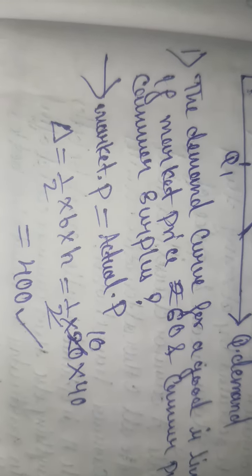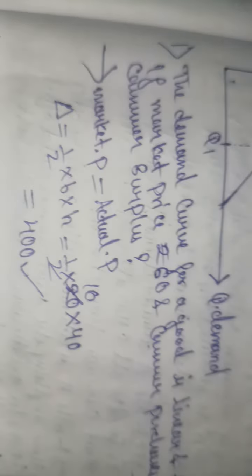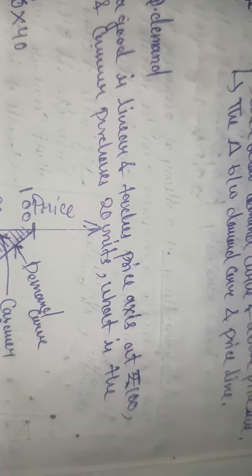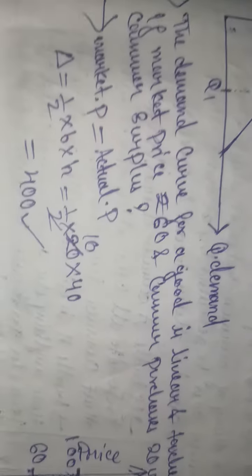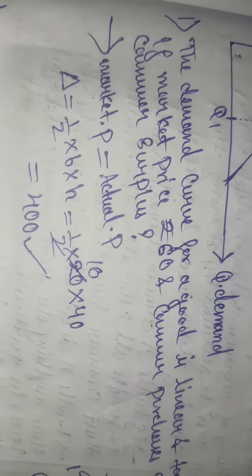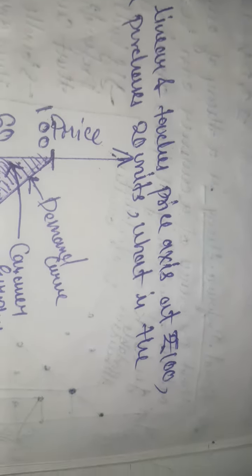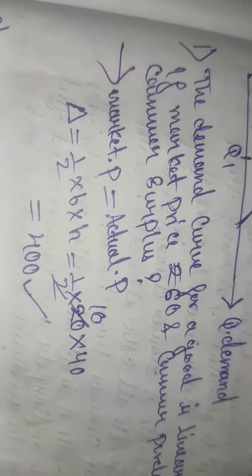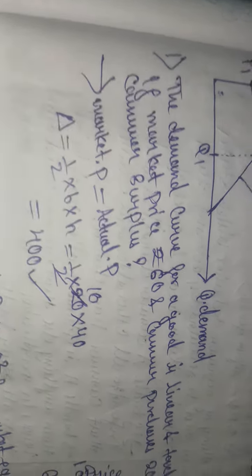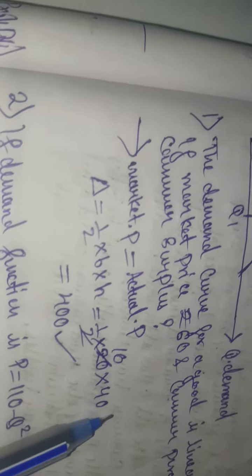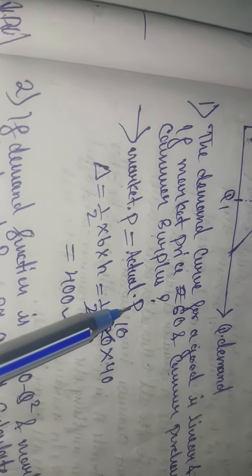We will understand this with an example. The demand curve for a good is linear and touches the price axis at rupees 100. If the market price is rupees 60, the consumer purchases 20 units. What is the consumer surplus? Market price is given, and market price means actual price. We can say market price is equal to actual price.